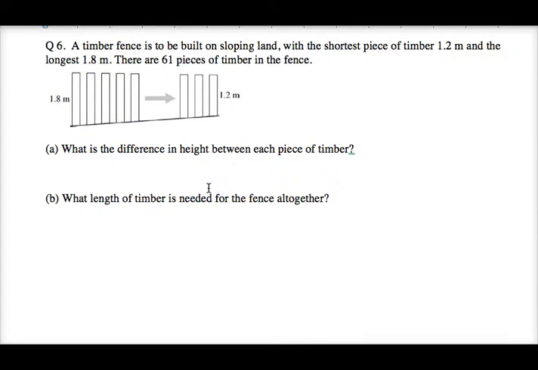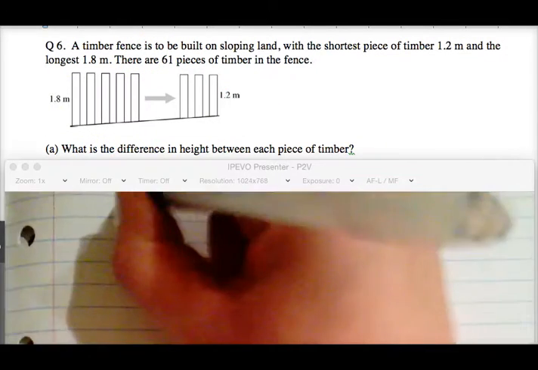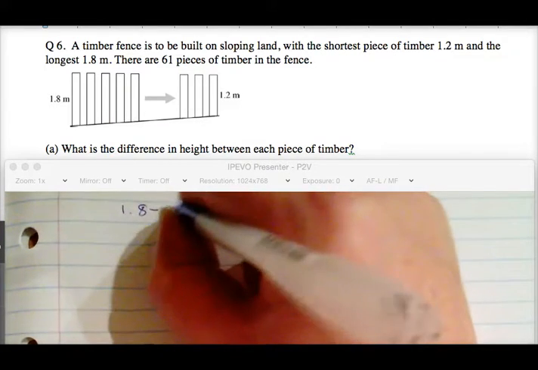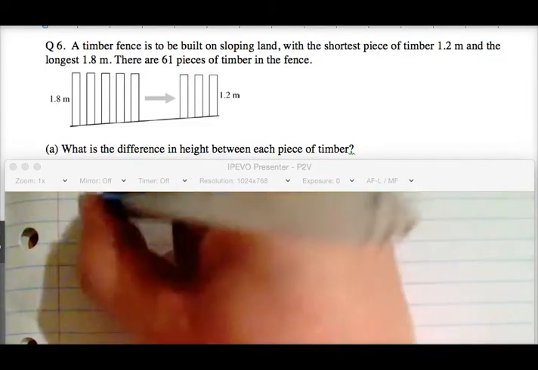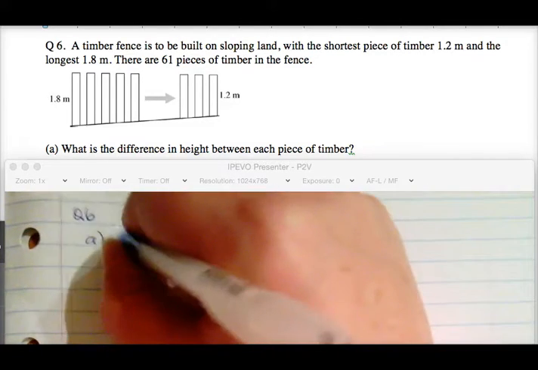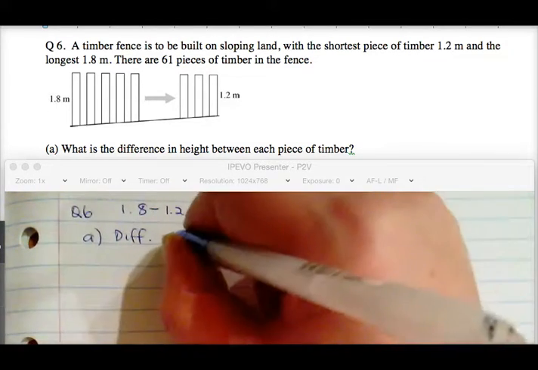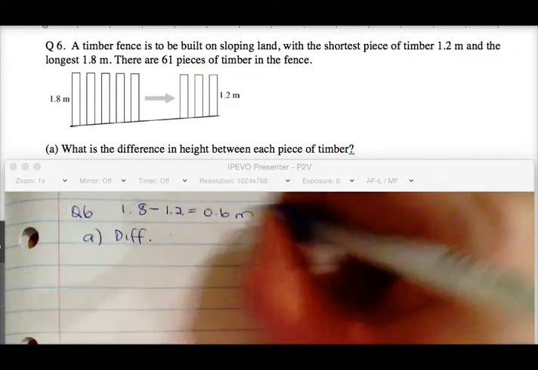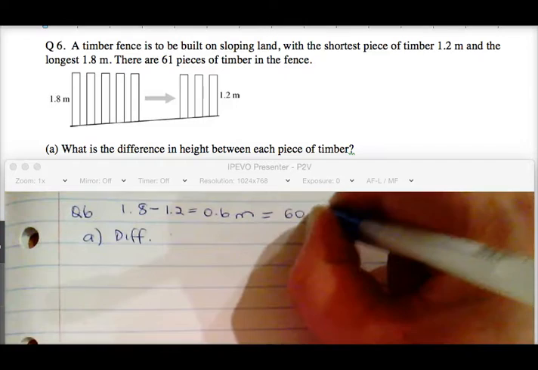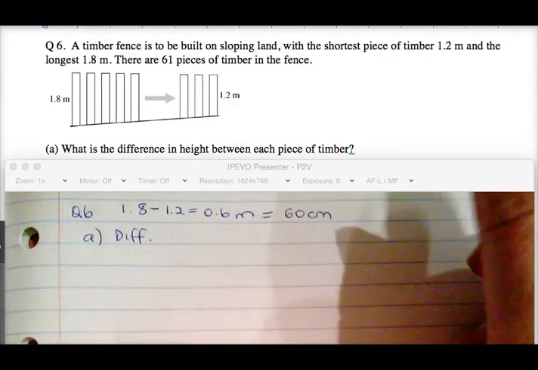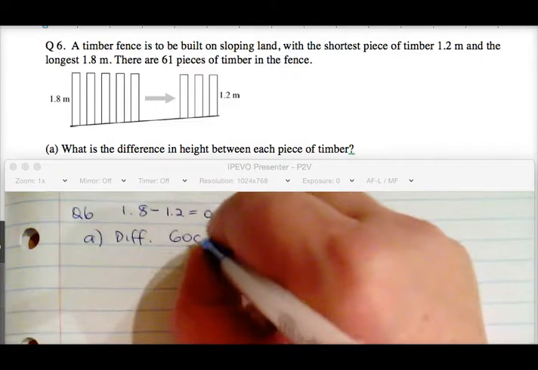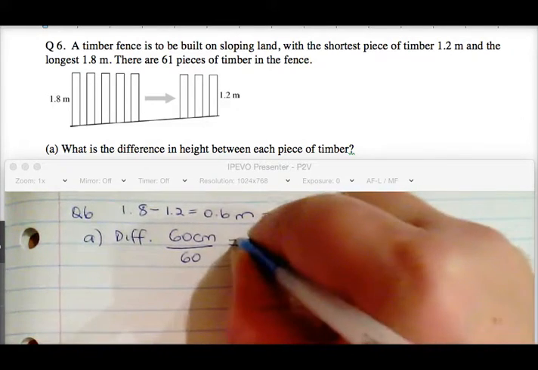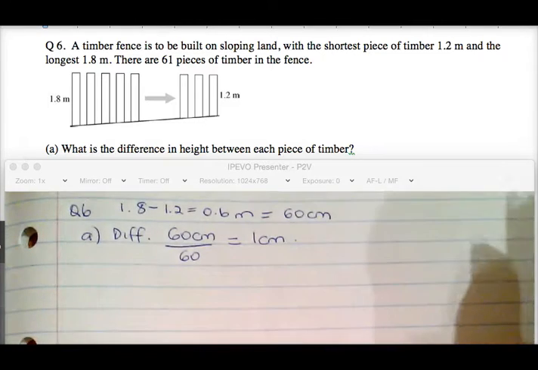So to look at the difference in height between each piece of timber, you'll subtract 1.8 minus 1.2, which is 0.6, but then you'll need to divide it by 60, not by 61. So we've got 1.8 minus 1.2 is 0.6 meters. So this is question 6, and part A, the difference in height between each piece of timber. Now that's 0.6 meters, which is actually 60 centimeters. So the difference between each piece of timber is 60 centimeters divided by 60, which is 1 centimeter difference in height, okay?